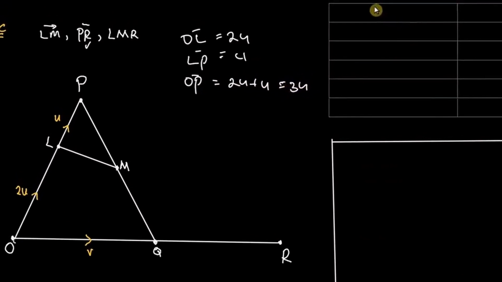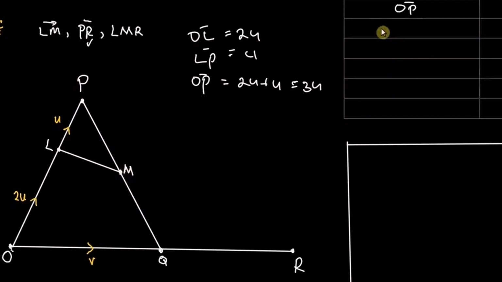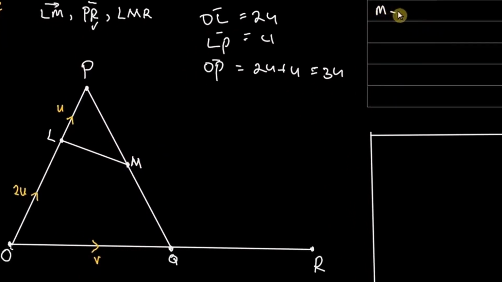So let's make a note of that. So the vector O to P is equal to 3u. We're also told that M is the midpoint of PQ, so let's make a note of that. So M is the midpoint of PQ, and also that Q is the midpoint of OR.